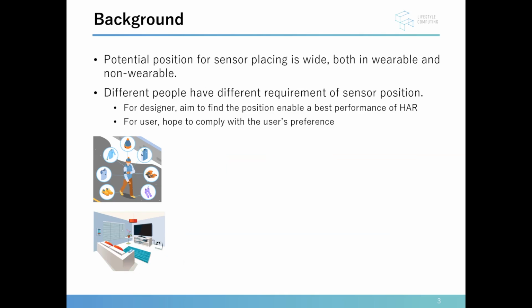However, the potential positions for sensor placing are wide, both in variable and non-variable types. Different people have different requirements of sensor position. For example, the designer aims to find the position that enables the best performance of the HAR system, or the user hopes to comply with their own preference.